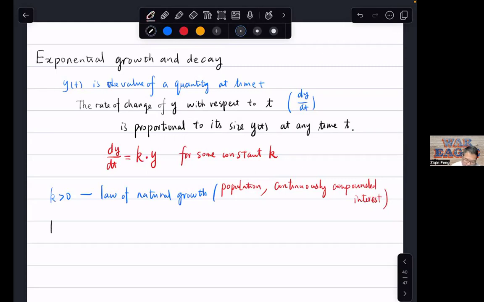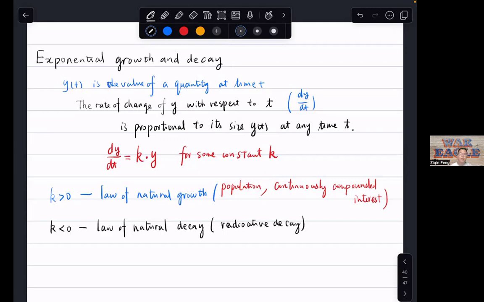And if k here is less than 0, the rate of change is less than zero because the value normally is positive. So y normally is positive. So if you have k less than zero, the rate of change is less than zero. This is called the law of natural decay. A good application for this equation will be radioactive decay.